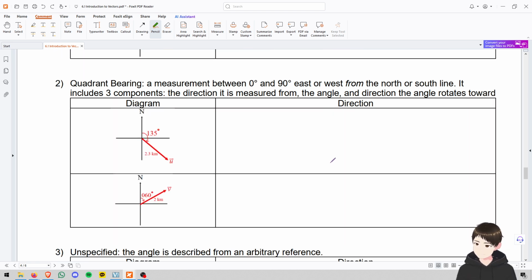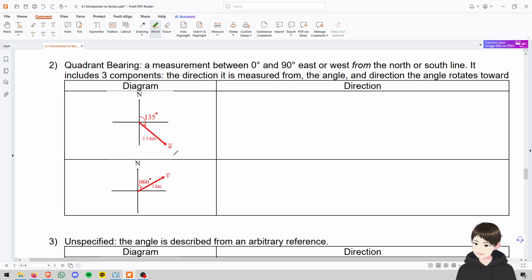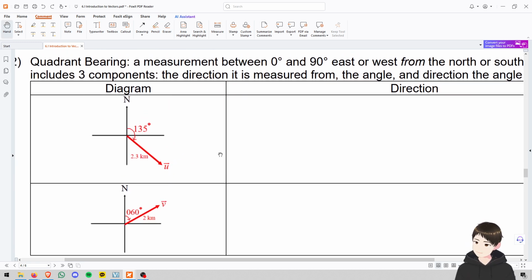Quadrant bearing, a measurement between 0 and 90 degrees east or west from the north or south line. So these are the two same vectors, but if we use quadrant bearing, we are dividing 360 into 4 different pieces, and we must either start from the north and rotate, or you will start from the south and rotate, and you will use numbers that are within 90 degrees.